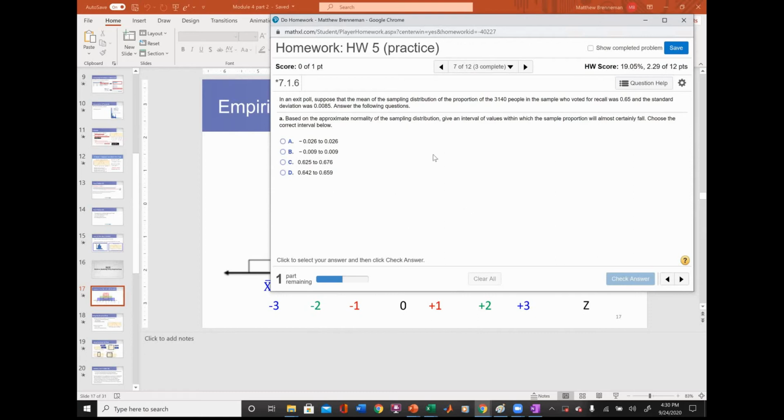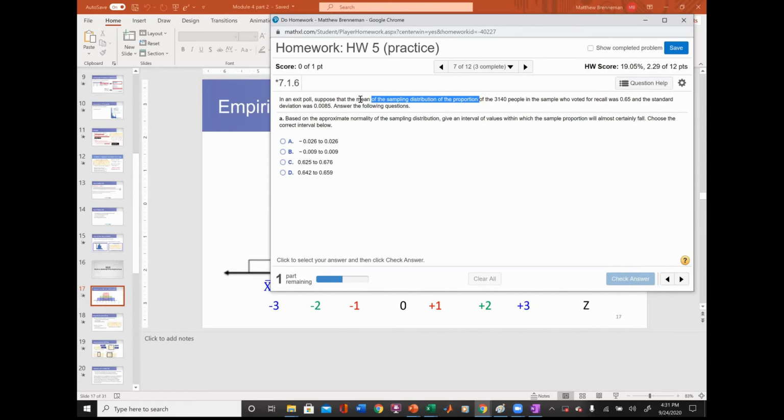So in an exit poll, suppose the mean of the sampling distribution of the proportion of 314 people in the sample who voted for recall was 0.65. And here's the thing, when you read these problems, sometimes you're going to have to read them more than once, more than twice. That's a long sentence. So this is the mean of the sampling distribution of the proportion.